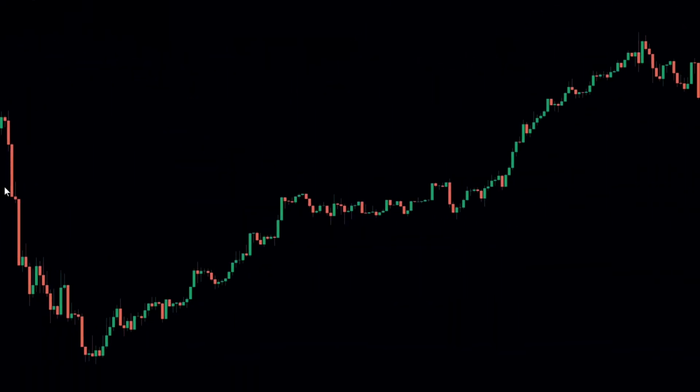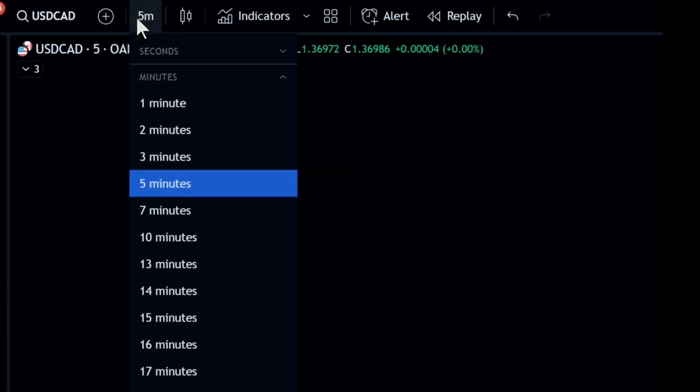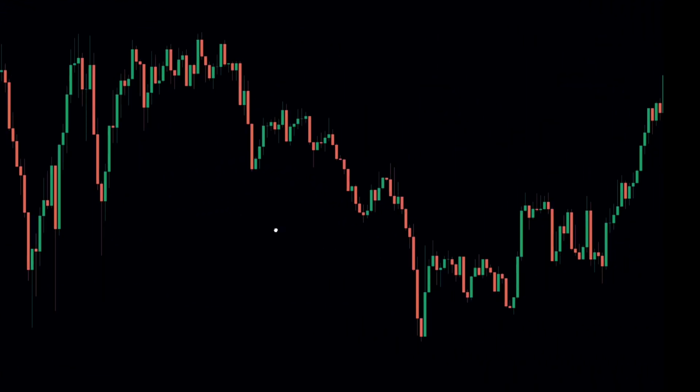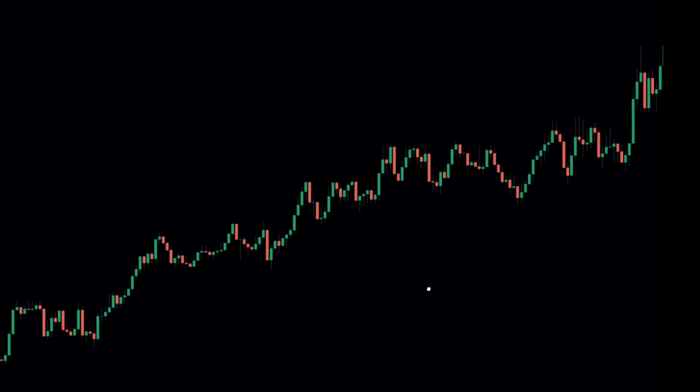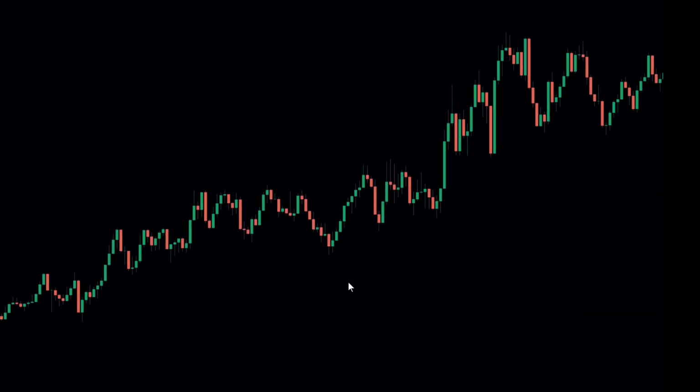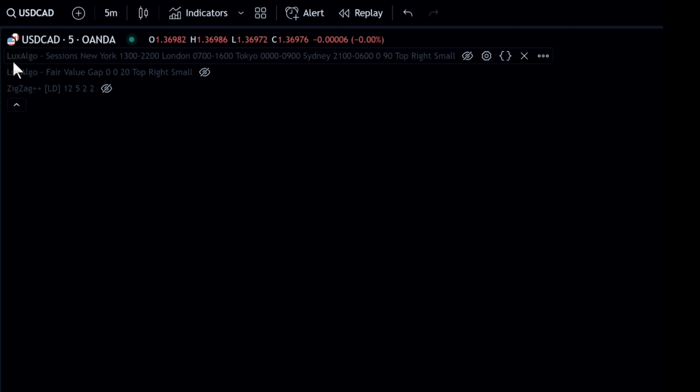So what are the conditions for entering trades? Let's break them down. First, set your chart to the correct time frame, the 5-minute time frame in this case. Be sure to switch to this before proceeding. The second condition is trading sessions. Only take trades within the first 1.5 hours of the New York session. To identify this, we'll use the Looks Algo session indicator.